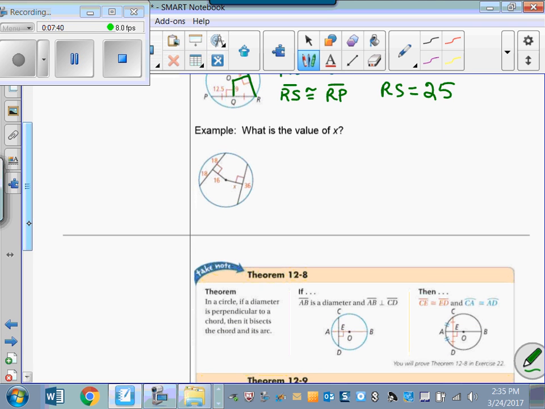Okay, what is the value of X? Well, this is the converse, right? I have congruent chords. This one's 36. This one's 36. If I have congruent chords, I know they're equidistant from the center, so I know that X is 16 in this picture. I cannot encourage you enough to study these theorems and their converses. There are so many of them.